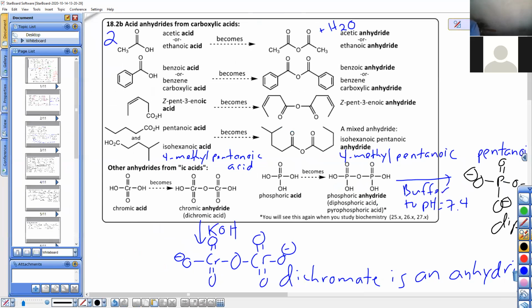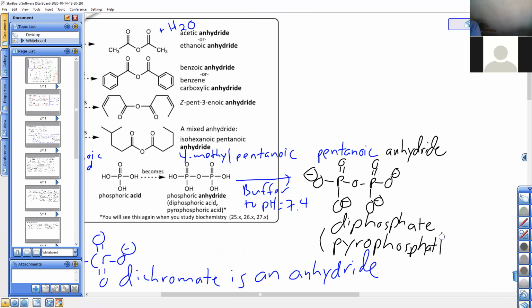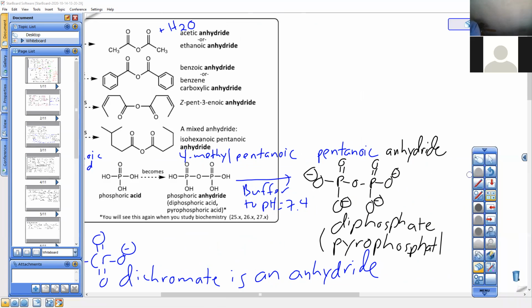Oh, doing some funky stuff here. There we go. But later on, you're going to get some biochemistry teachers that prefer calling it pyrophosphate. I don't know why I can't get rid of that. Maybe I can move it and then get rid of it.